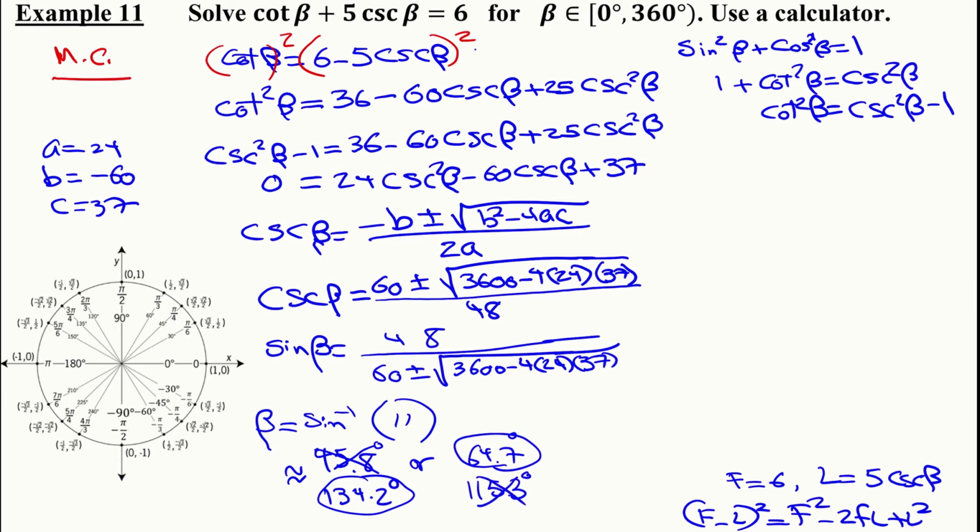That didn't work either. So for our solution set, we're only going to accept the ones that worked, and that is basically 64.7 degrees and 134.2 degrees. All right, so this one had a little bit of everything in it, didn't it? It requires quite a bit of understanding. It's a great problem for real progress in trigonometry.